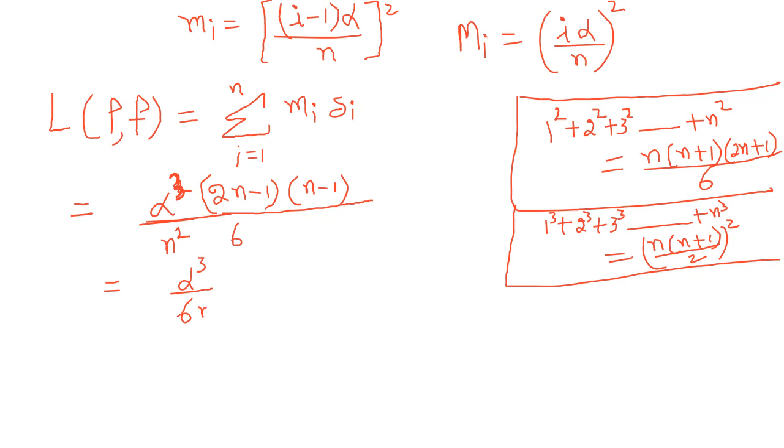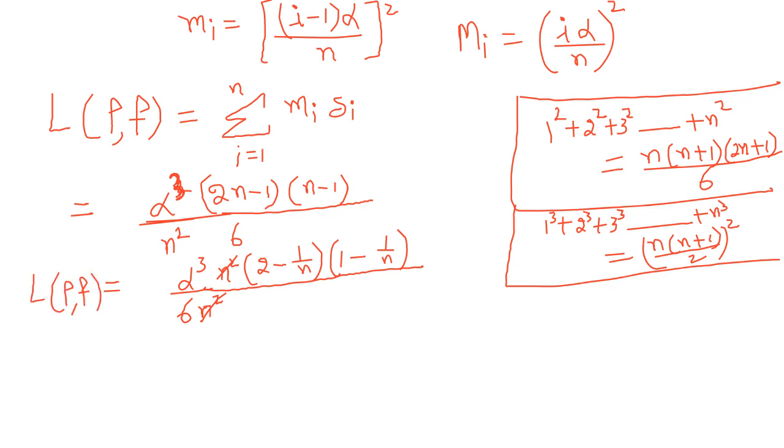Take out n common from here also. N square common. So it will be 2 minus 1 by n, 1 minus 1 by n. Okay. N square, this cancels out. This is LPF. Now find UPF. Find the value of UPF.